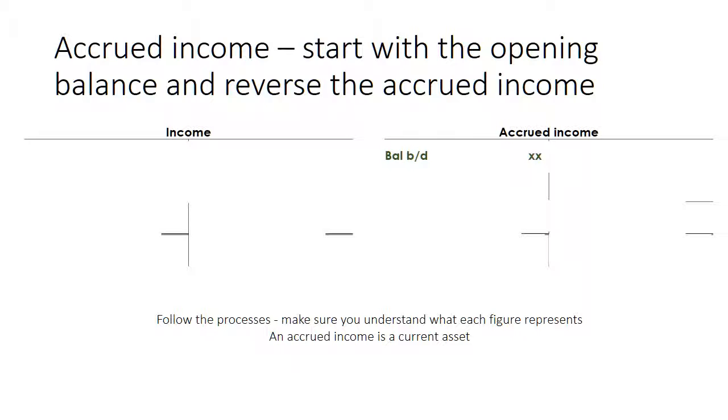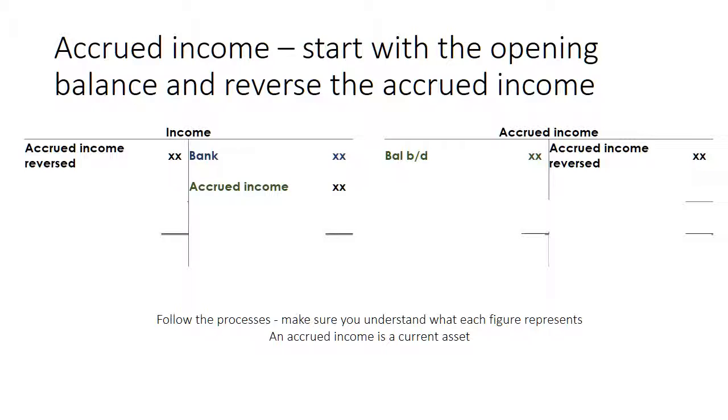This represents a receivable, a current asset, and it's income that we're owed, but we haven't yet received. So to reverse that entry, we will credit accrued income and debit income. Next, we can deal with the income into the bank during the year. So it will be debit bank and credit income. Our next figure then is any accrued income at the end of the year. So we can credit our income account and debit the accrued income account. And remember, that's only the income that's been earned during the year but not yet received.